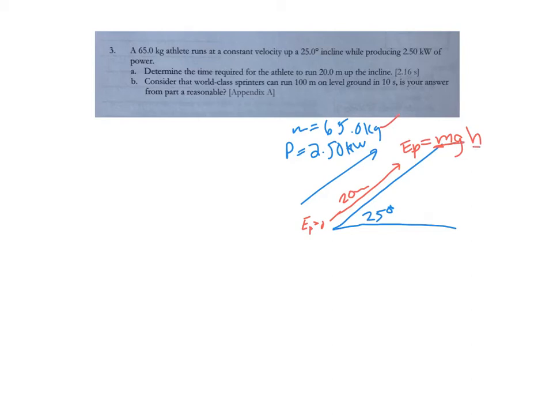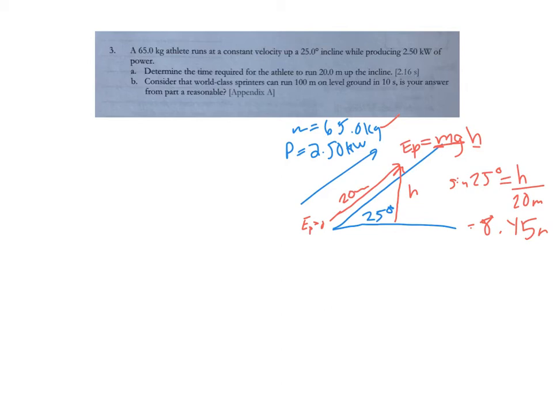We do need to know the height, and so that's where this triangle comes in. We do need to know how high that athlete is off the ground. That's the height. So we are going to use the sine of 25 degrees is equal to the opposite side, which is the height, over the hypotenuse, which is 20 meters. So sine of 25 times 20 gives me 8.45 meters, which is how high that athlete's off the ground.